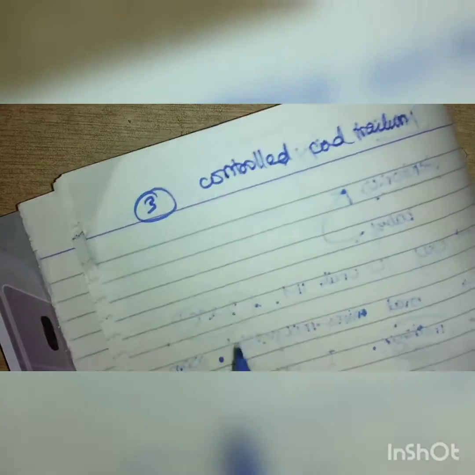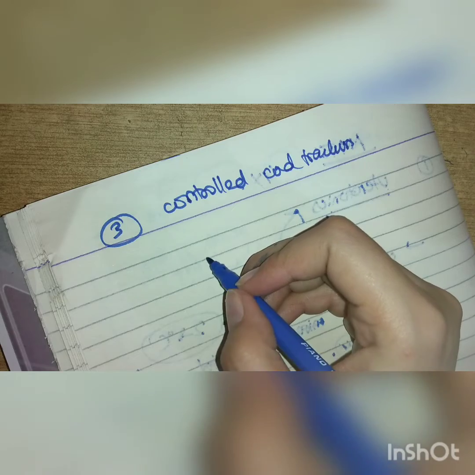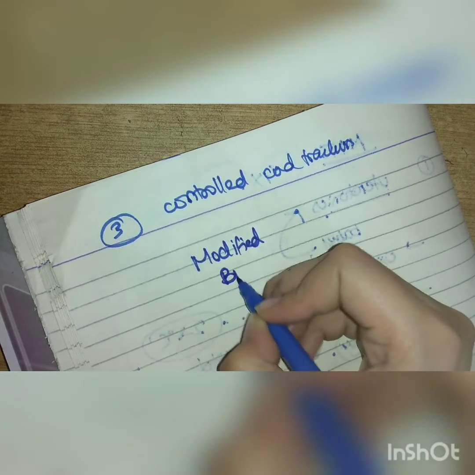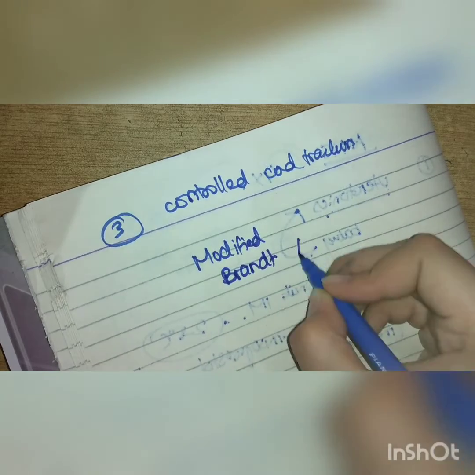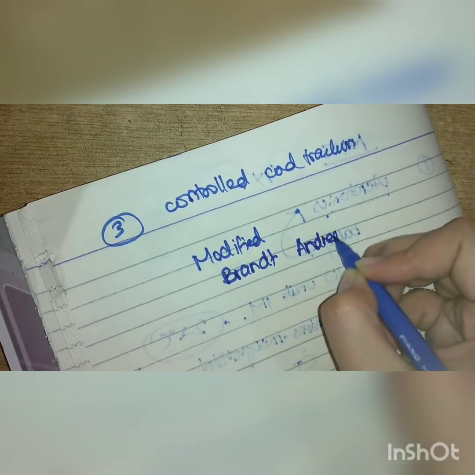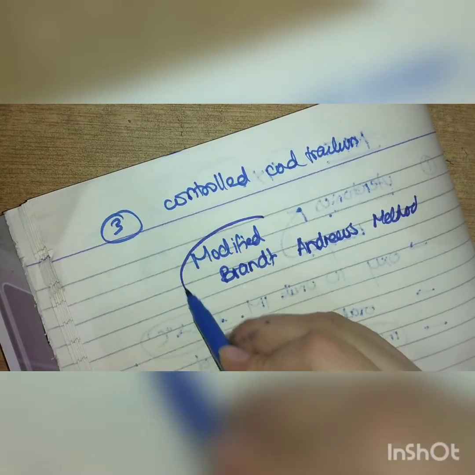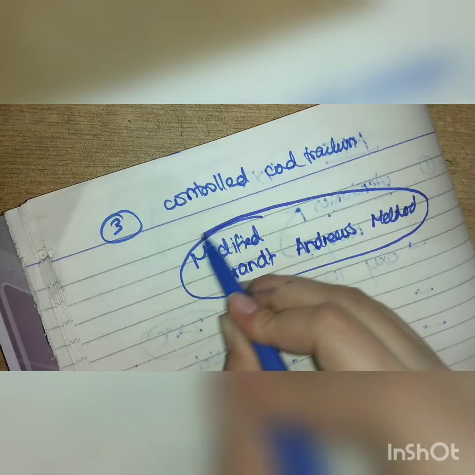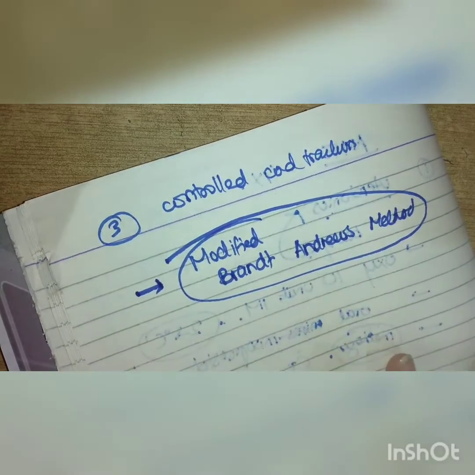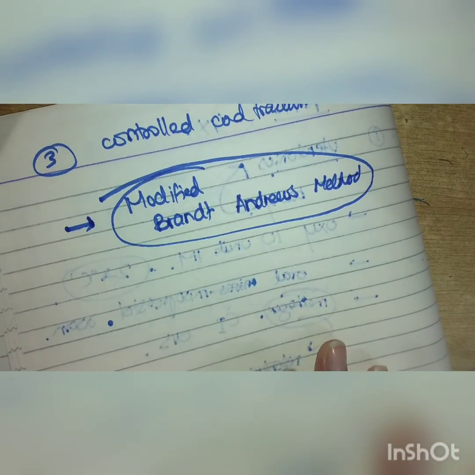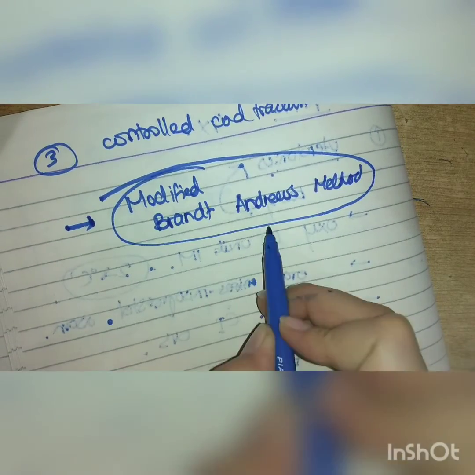Controlled cord traction. You are now going to remove the placenta by applying tension to the cord and slightly pulling it out. The method we use is called, I'm writing it properly, the modified Brandt Andrews method. This is very important. This method's name is not mentioned in the textbooks, and it was given in MCQs. This was the correct option, and it can also be asked in viva or as an essay question. AMTSL can be asked, so always remember the modified Brandt Andrews method.